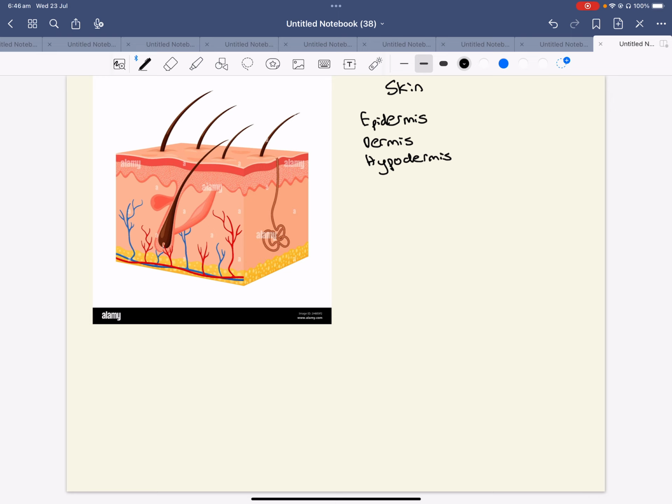Let's start with the epidermis. Remember, epi means on top. So this will be the top portion. Okay? Let's break it down. There's 5 here.